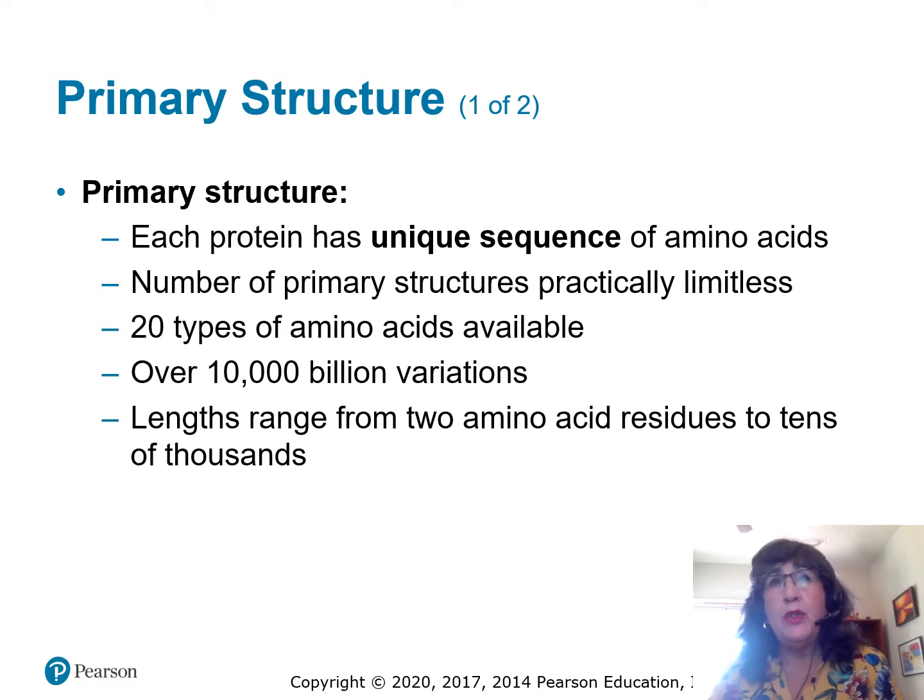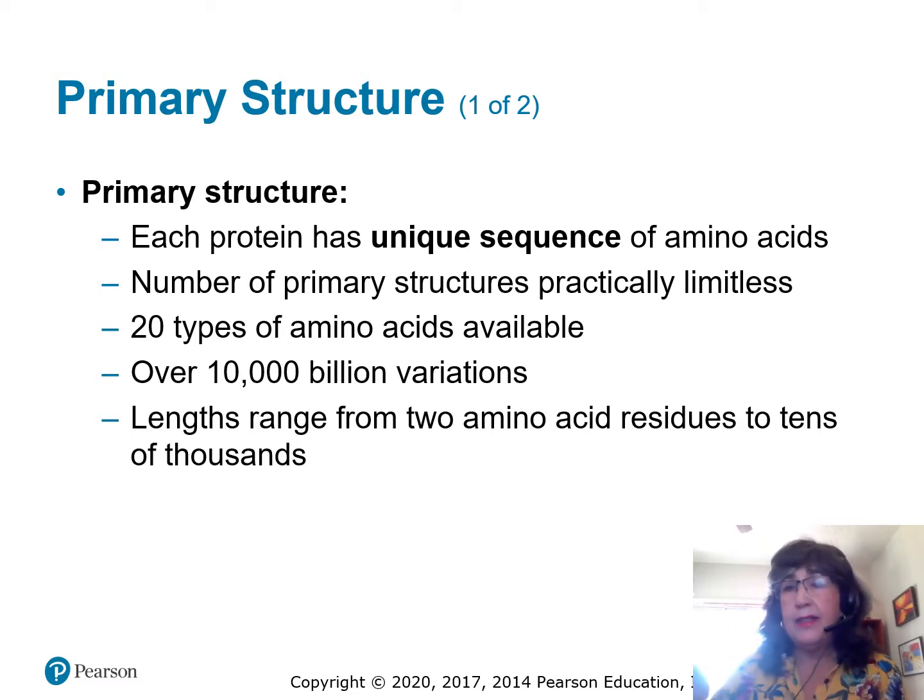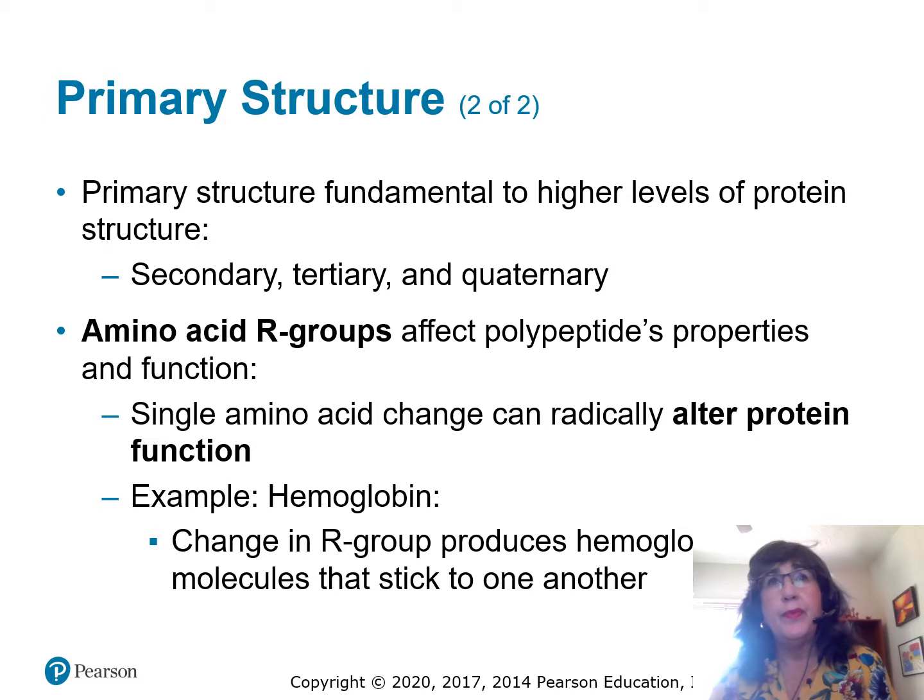Keep in mind there are 20 types of amino acids. To me, I almost liken it to the number of letters in an alphabet. From there you can make so many words, and those words together make so many unique sentences. The primary structure is fundamental to higher levels of protein structure, and this could definitely be a test question. In other words, the secondary, tertiary, and quaternary levels are dependent on how amino acids are sequenced at the very beginning.